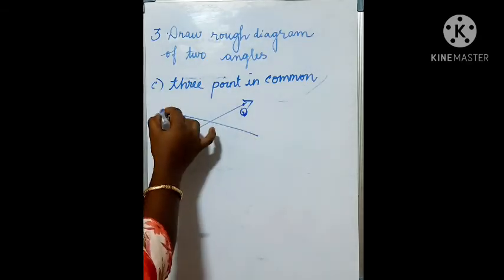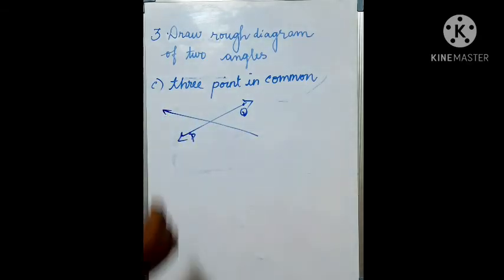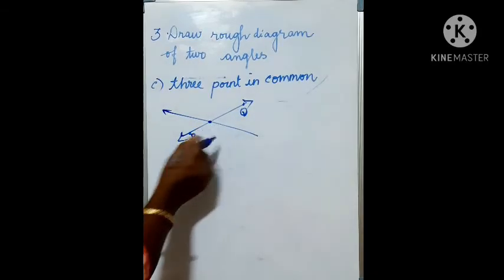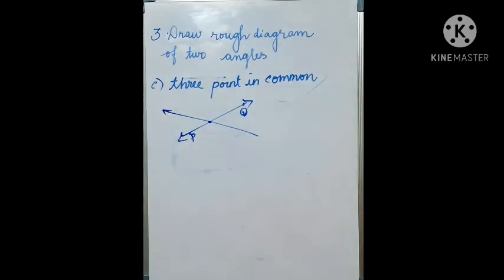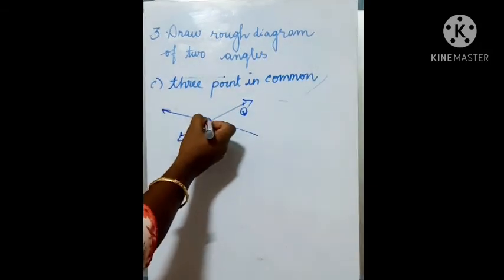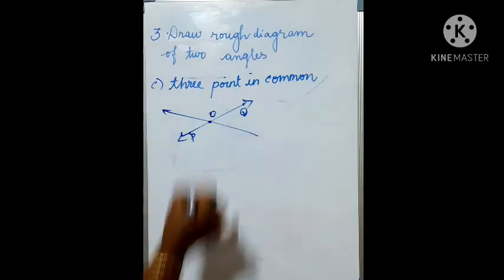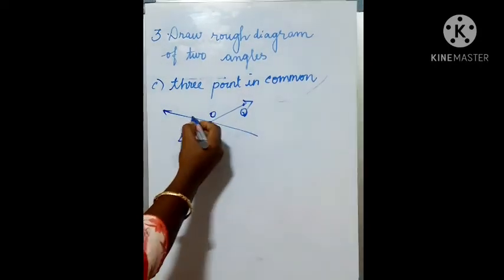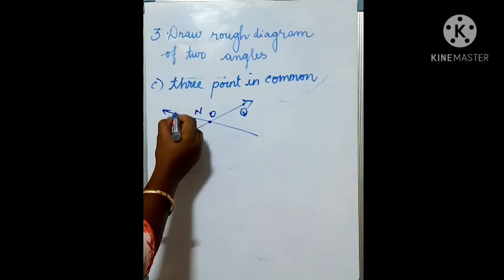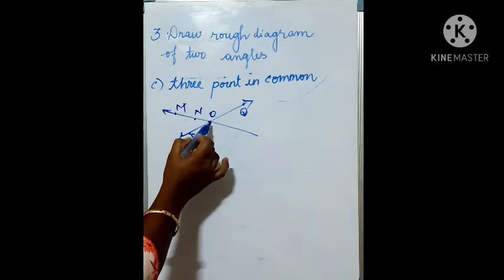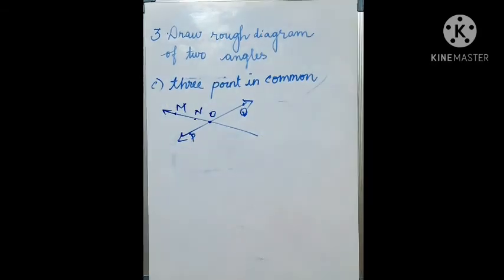In this, a common meeting point is there, right? Imagine it looks like an intersecting line, isn't it? Now it is PQ. Here one common point is there. You can name it as O. In this line, you can point N and M. So I get 3 points in common.